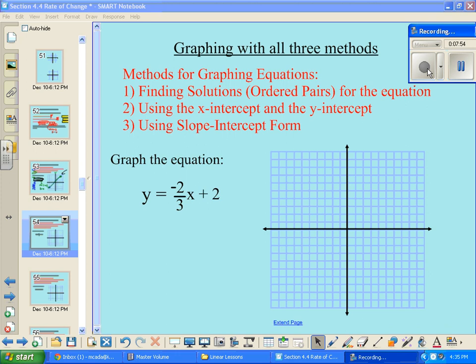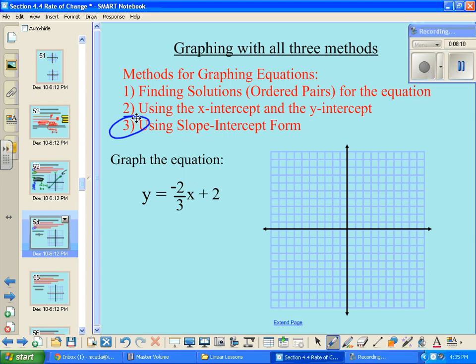Again, I'm just going to go through a few problems here and demonstrate that any method will work. For this particular problem, y equals negative 2 over 3x plus 2, I think there is one method that's better than the other 2. I would say probably using slope-intercept form, the new one, is the best, just because right here in the middle of the problem we have a fraction.